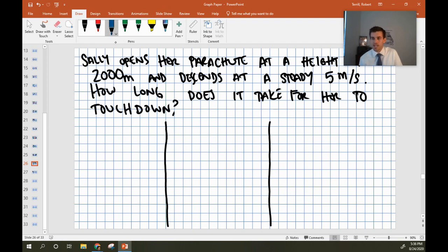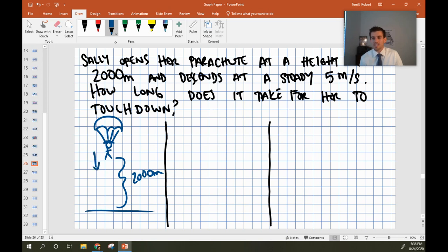So starting with a quick sketch, we have Sally. Sally has short hair because girls can have short hair too. And she has a parachute. And it's a blue parachute because colors don't matter. You can have whatever color, it doesn't matter who you are. And she's in the parachute. And what we know, and this is going to go into my sketch, is I know that she's 2,000 meters off the ground. I'll just draw a line for the ground.